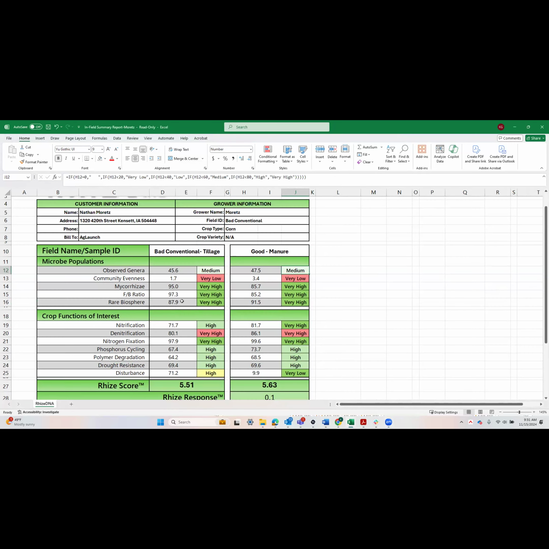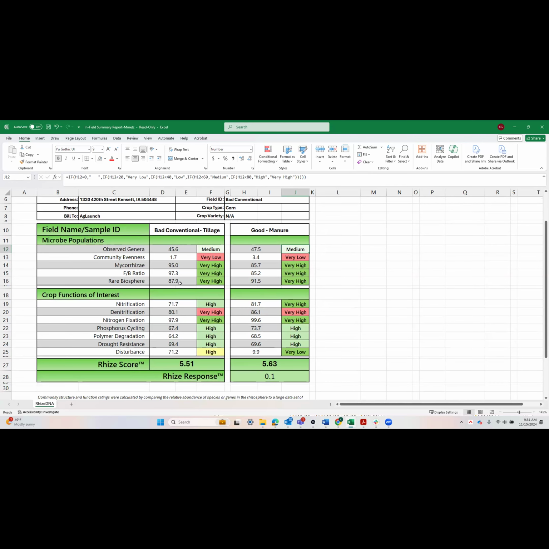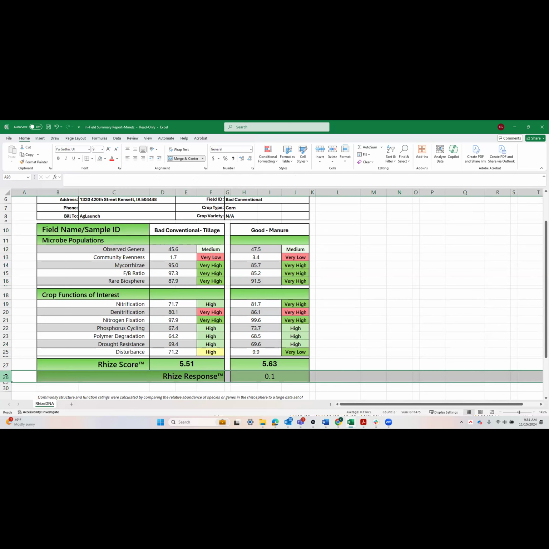All right, so this we had labeled as bad and good. This was at Nathan Moretz's farm. There was one area that, similar to some other farms, they had recently acquired or rented from another farmer and had experienced traditional tillage, and a farm that I think they did a kind of strip till out there. Apologize if I'm way off on that. They had been putting their cattle manure, their cow manure down on that good field for quite a while, and it did show a higher rise score.